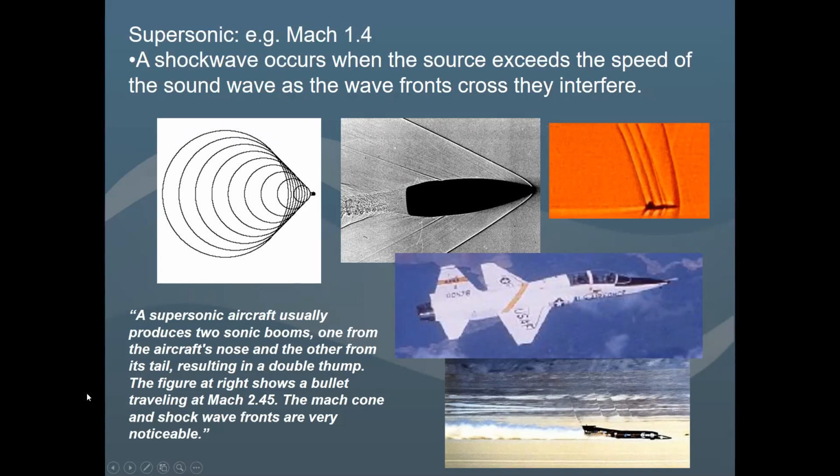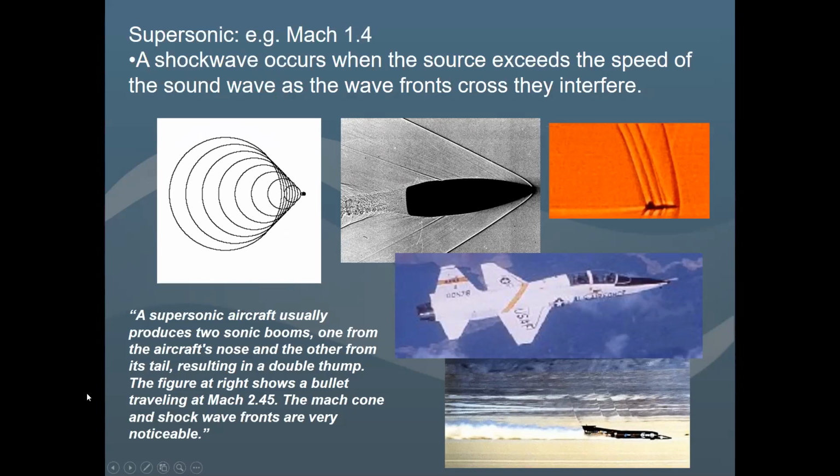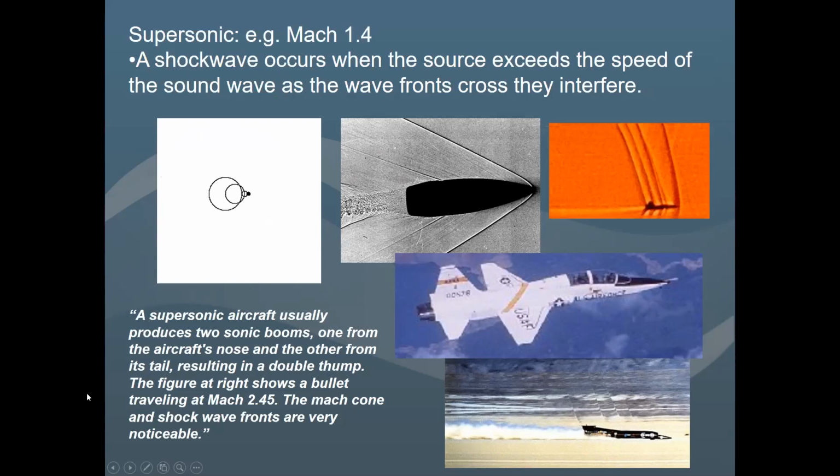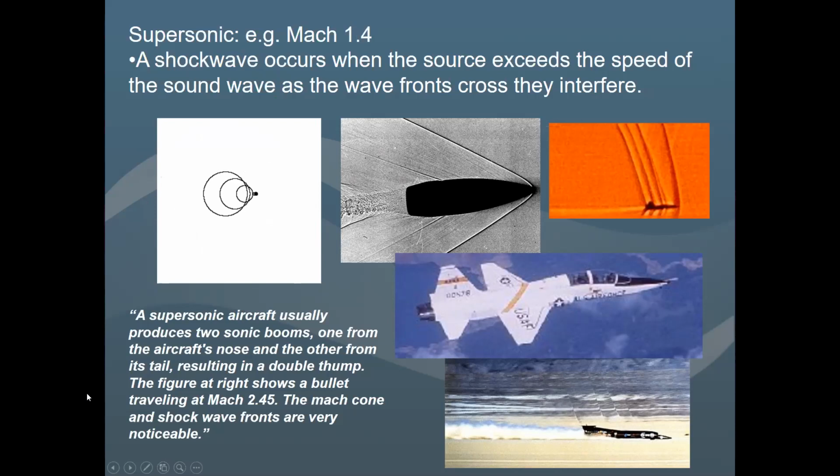A supersonic aircraft usually produces 2 sonic booms. A sonic boom is what we hear when we are breaking the sound barrier. One of those sonic booms will be created from the nose of the aircraft and the other from the tail. This will result in a double thump. The figure on the right shows a bullet traveling at 2 times the speed of sound, just about to break that sound barrier.